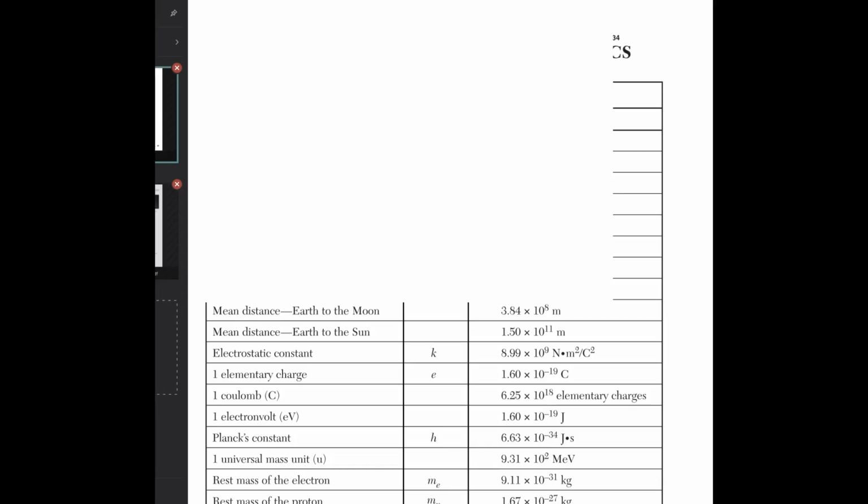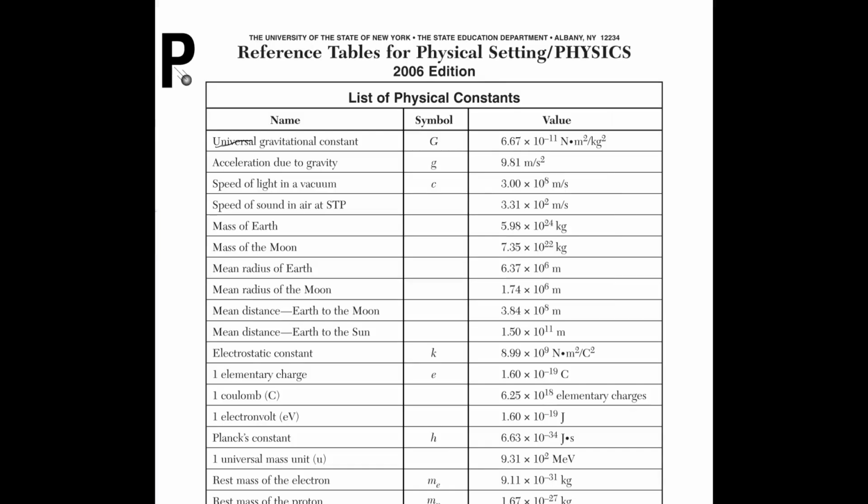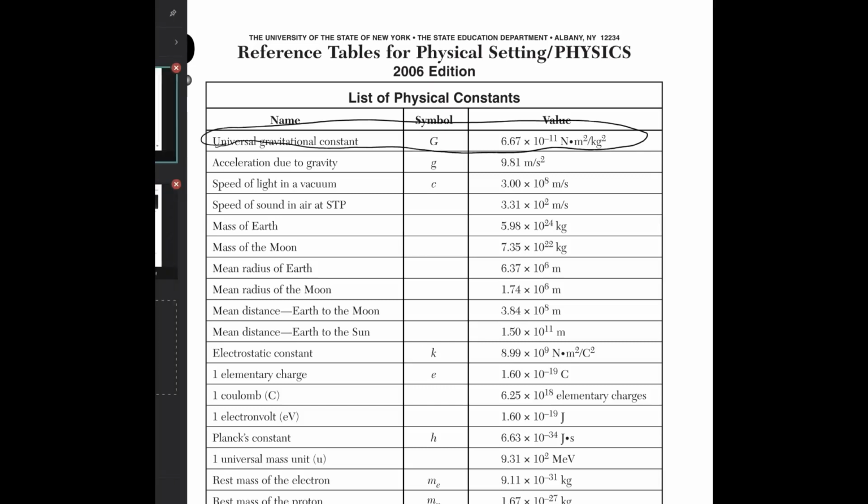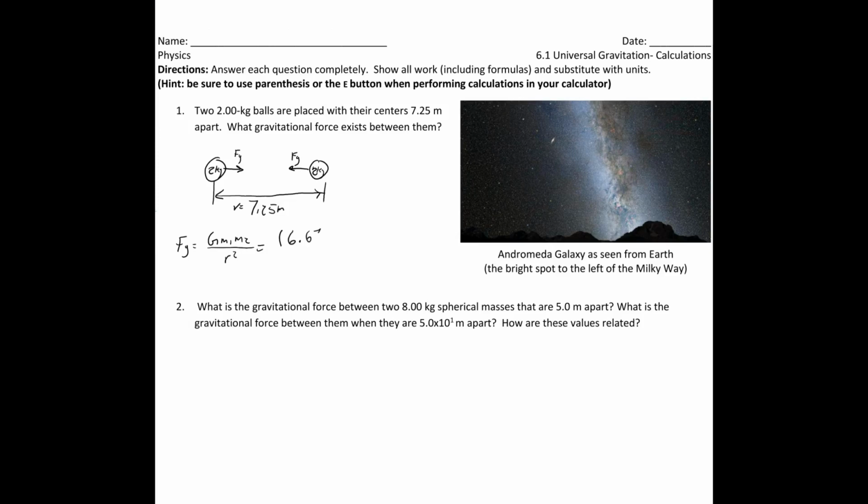So the first thing you see is this big G. That's the universal gravitation constant. It's just a number, and you look up the number in your reference table, and the universal gravitation constant, it's the first one. We're going to be using this a lot. 6.67 times 10 to the negative 11 newtons times meters squared divided by kilograms squared. 6.67 times 10 to the negative 11. So you plug that in here.